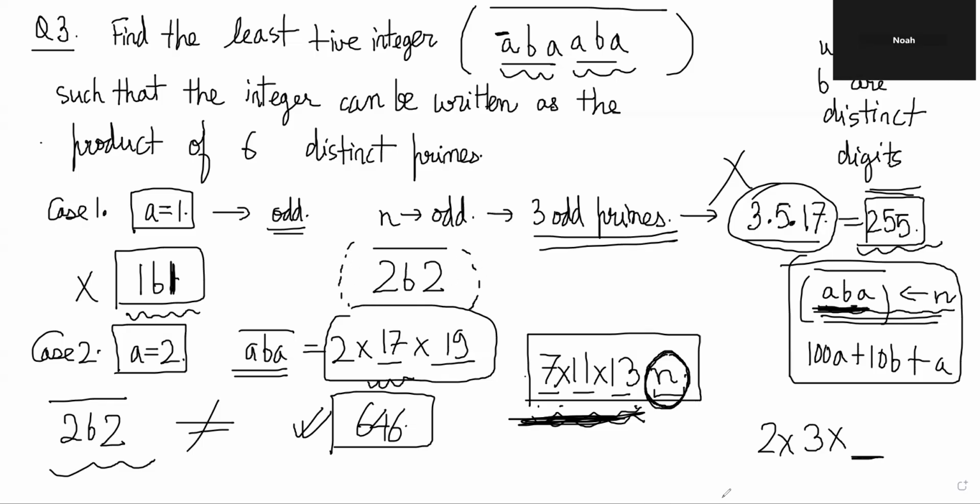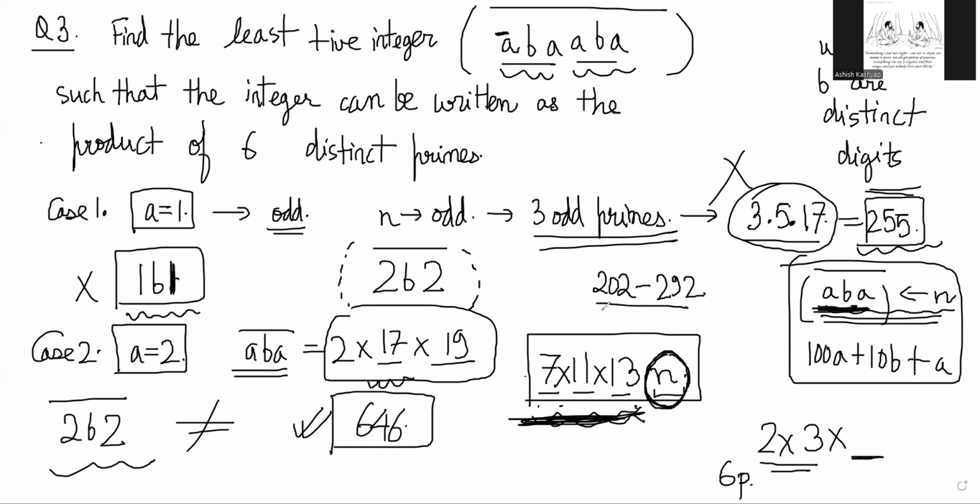So this is already giving us 6, right? And 6 into some prime should be equal to something in this range, right? Obviously this B can be anything bigger than 0, or it can be 0 also. So your prime is such that the number is from 202 up to 292, right? So we can get the range of P, no? P will be lying between this by 6 and this by 6, right?